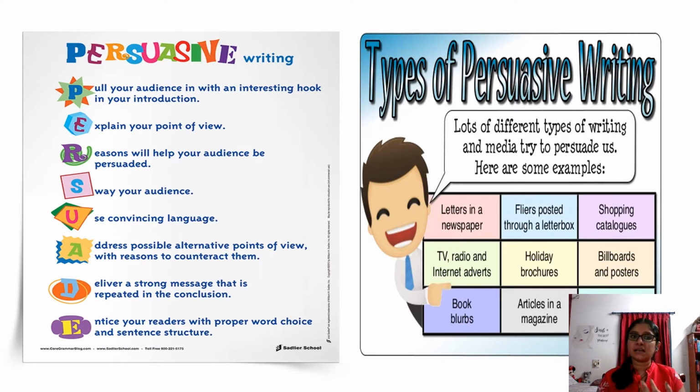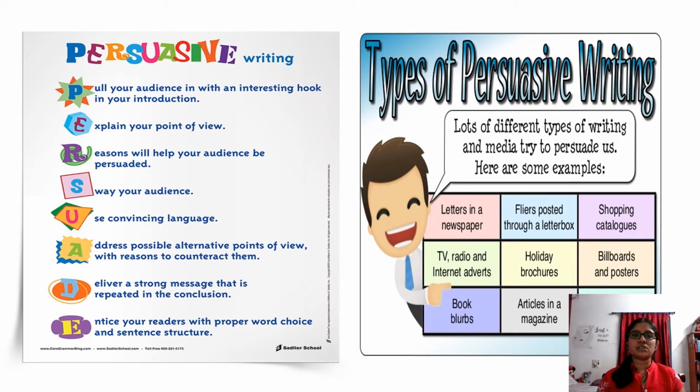So how can you explain it? With reasons. Reasons will help your audience be persuaded. It's not enough that you tell your opinion, but you should be giving reasons for it. Only when you give reasons, that person will start to trust you. Then sway your audience. You just have to use such kind of words that they get convinced with you, and use convincing language. You should be using polite language. You should not be rude to them when you write. You should not just write this is your opinion, that's it. No, not like that. You should be using some kind of convincing language, some magic words.